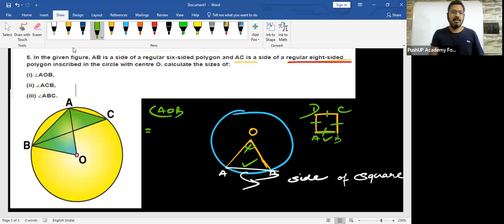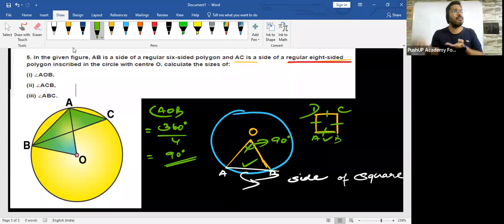It's very easy. Just take 360 degrees. What is 360 degrees? It is the angle which is formed at a point, isn't it? Take that whole of 360 degrees and divide it by the number of sides which a square has. How many sides does a square have? It has 4. So how much is 360 by 4? It is equal to 90 degrees. So I can say the angle subtended by chord AB, which happens to be the side of a square, at the center is 90 degrees.